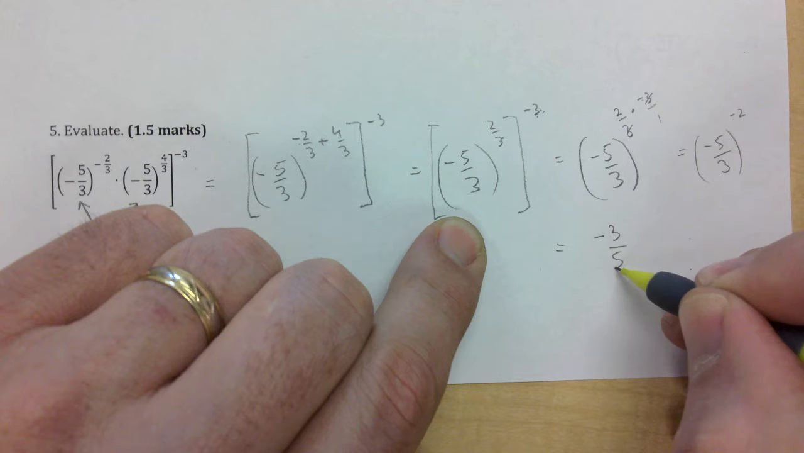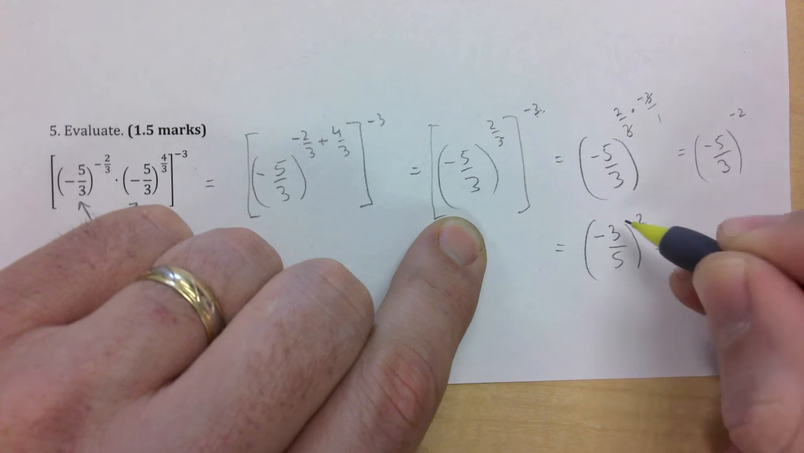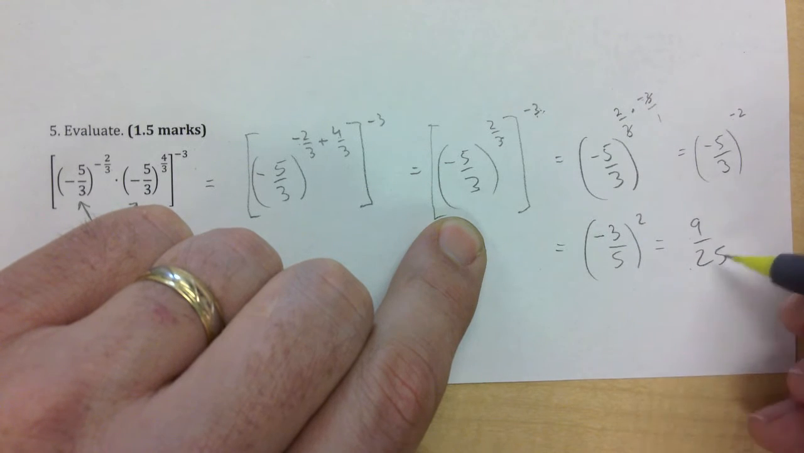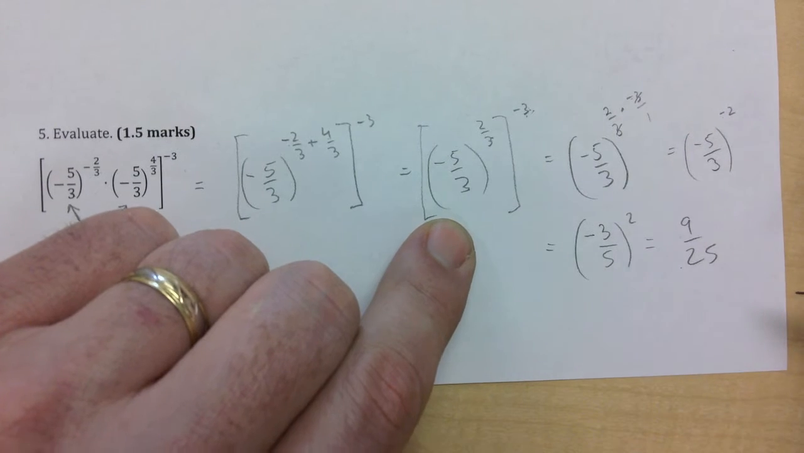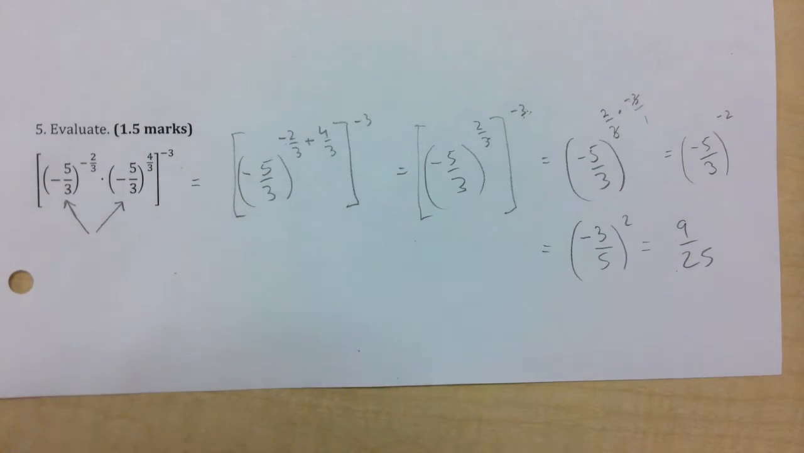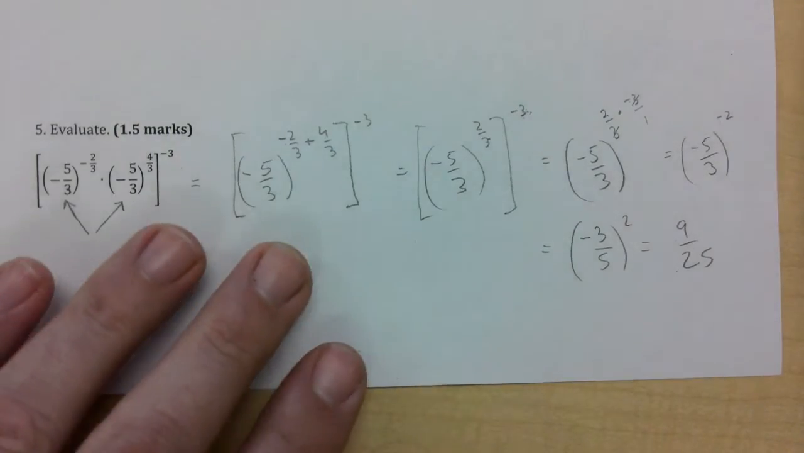I keep the negative up, and squaring both of them gives you 9/25 positive. Okay, so that's how this is done. It should work out fairly smoothly at the end, so keep that in mind.